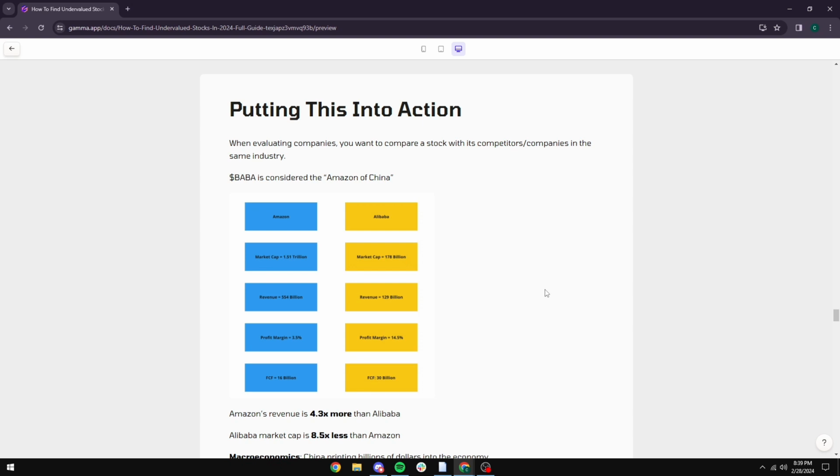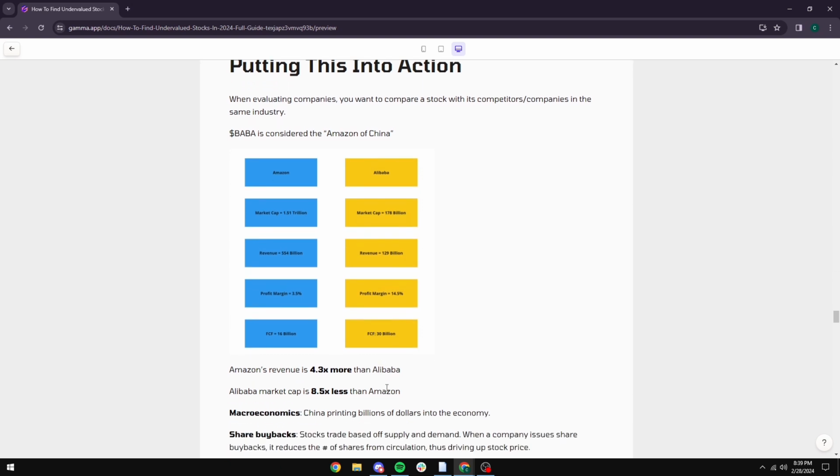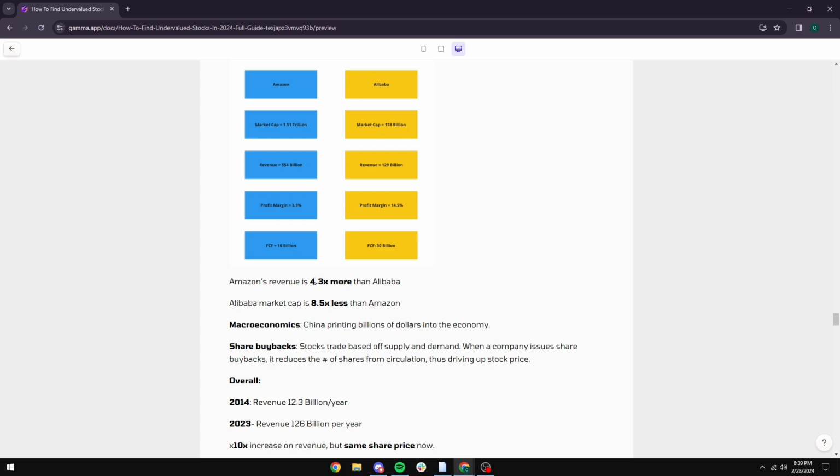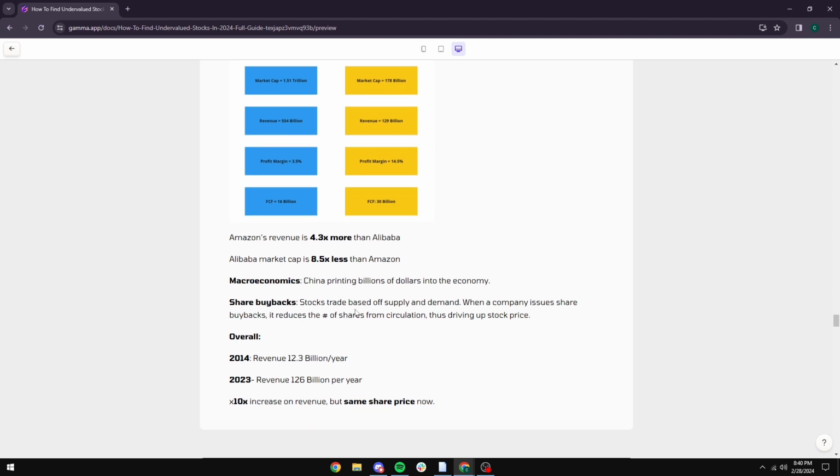Now we're looking at their profit margins. Amazon with 3.5%, Alibaba with a profit margin of 14.5%. You see a free cash flow of 16 billion with Amazon, a free cash flow of 30 billion with Alibaba. So what do we get from this information? Alibaba's revenue is about 4.3 times more than Amazon's, but Alibaba's market cap is 8.5 times less than Amazon's. From a fundamental perspective, you can see there's a huge discrepancy between what Alibaba is trading at versus what Amazon's trading at.